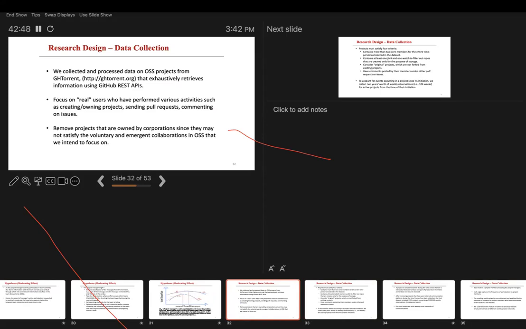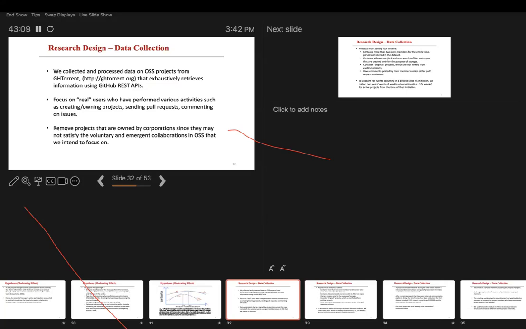We want to make sure that these projects are the ones where the user has owned the project, has been sending pull requests, has been commenting on issues. All these things are happening in that. Otherwise, it could be just a course project or a course syllabus. There could be some of those GitHub projects, but those are the ones we had to remove.